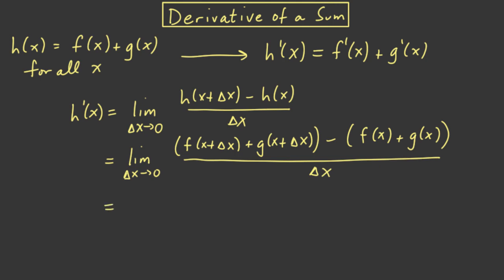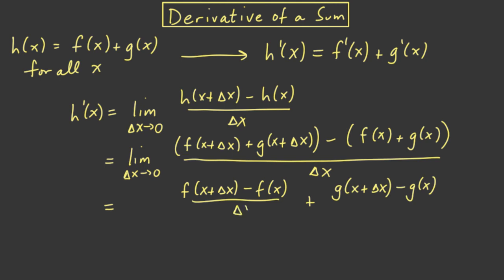So this is a little bit complicated, but let's just push all of the f's to one side and then put all of the g's on the other side. So we're going to have f of x plus delta x minus f of x, plus g of x plus delta x minus g of x. And both of these are over delta x. I'm just going to make it two separate fractions here. And we're taking the limit as delta x goes to 0.